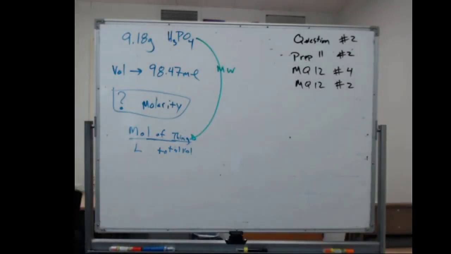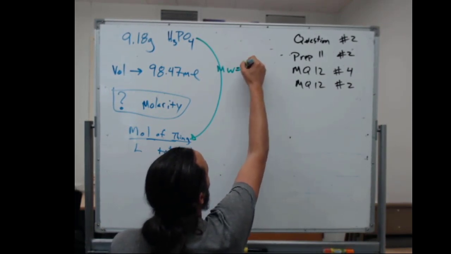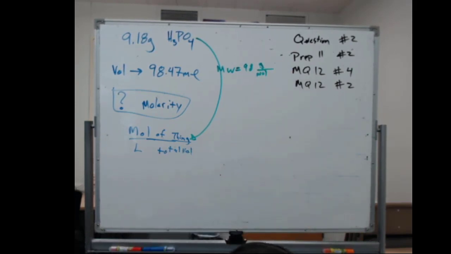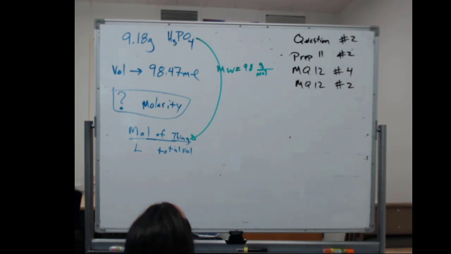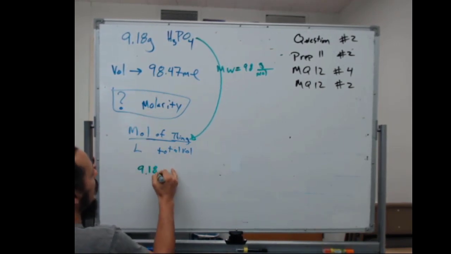So get your periodic tables, and let's calculate the molecular weight of phosphoric acid. It's going to be 3 hydrogens, 1 phosphorus, and 4 oxygens. And hopefully you get something that's approximately 97.998 grams per mole.